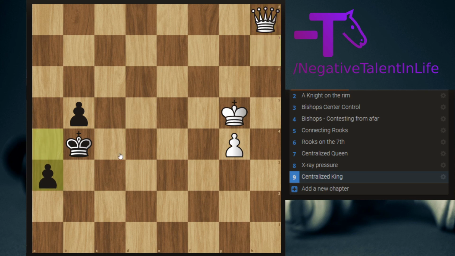Yeah, and this is going to be a fairly simple endgame to win here. You could even just trade the queen for both of the pawns. It's no problem.